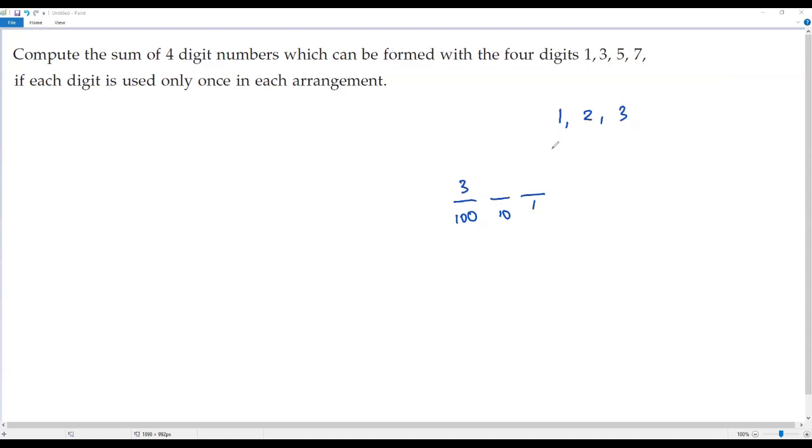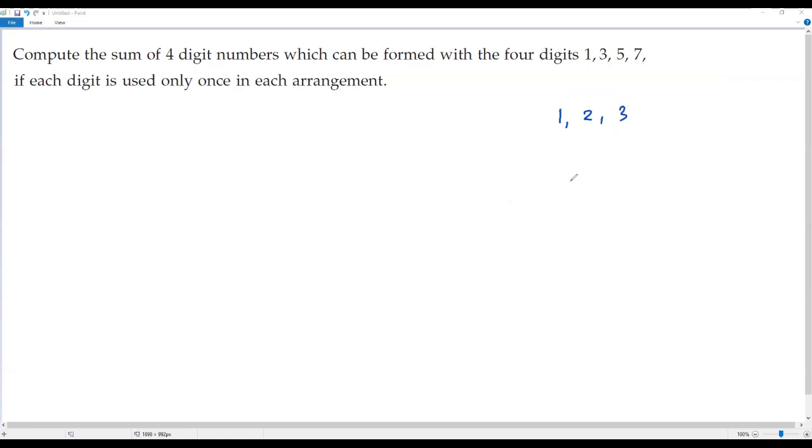So once one of the digits is used over here, we'll have only 2 options for tens place. One of them will be used, we'll have only 1 option. When we multiply them, 3 times 2 is 6, 6 times 1 is 6. That is, I'll be able to form 6 3-digit numbers using these 3 digits, and each digit will be used only once in each arrangement.